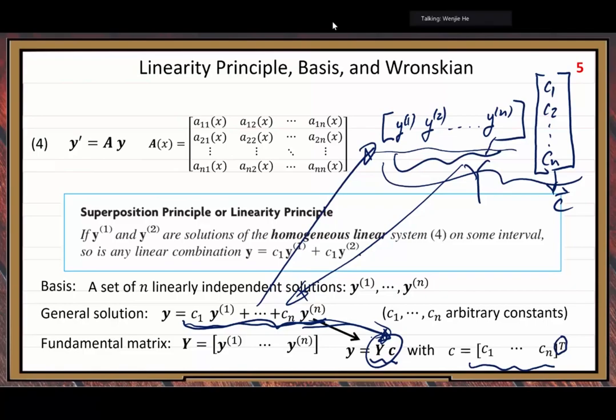Let me stop right here. We will finish the remaining part next time.